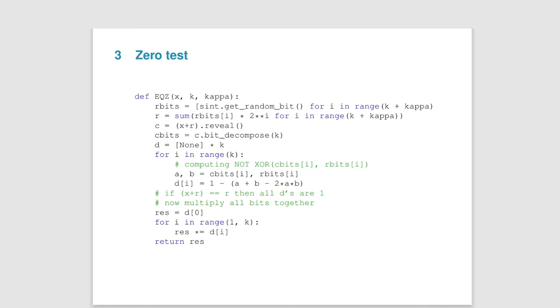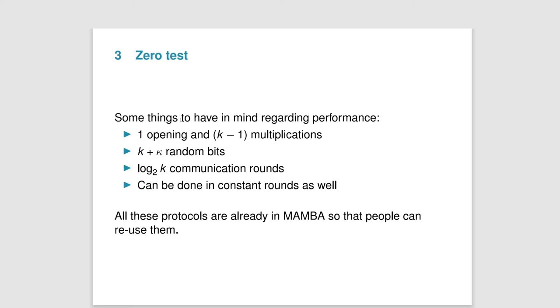It's important to keep in mind the cost of your protocol. So here we have one opening, which is the opening of X plus R at the beginning of the protocol, and we have K minus 1 multiplications at the end of the protocol. We also ask for K plus kappa random bits to construct our R value, and we have at least log K communication rounds to compute these K minus 1 multiplications. Note that in the code that we've seen before, we actually have K communication rounds, but you could easily make this log K. Note also that the same protocol can be done in constant rounds. As we've seen before, all those protocols and much more are already available in MAMBA, so you don't really have to code them yourself.